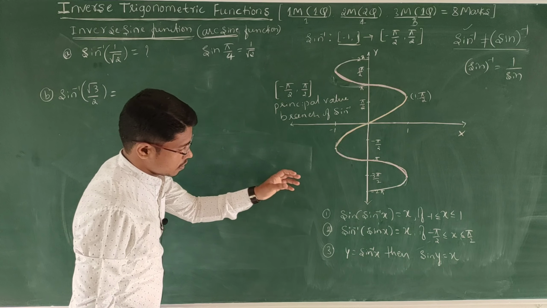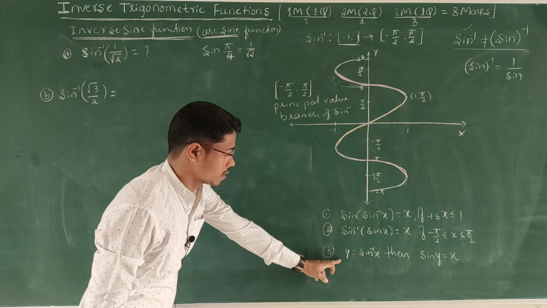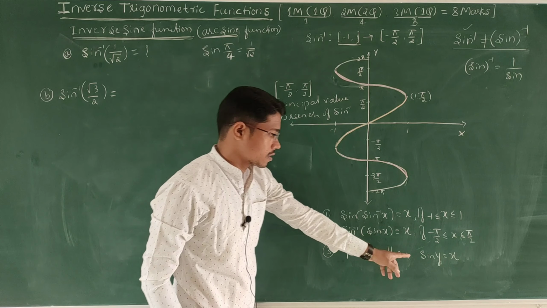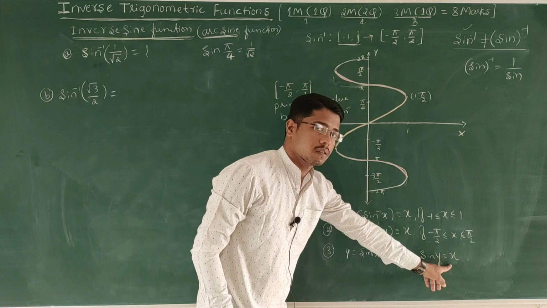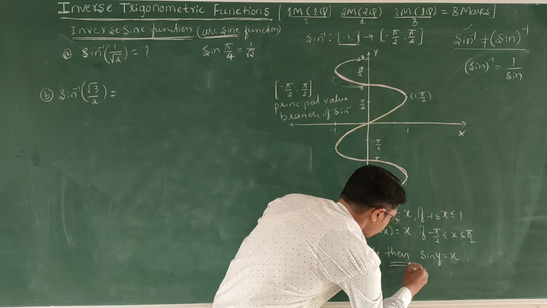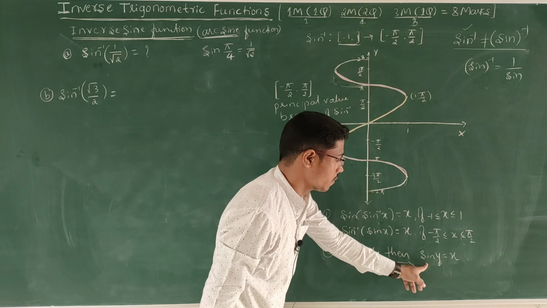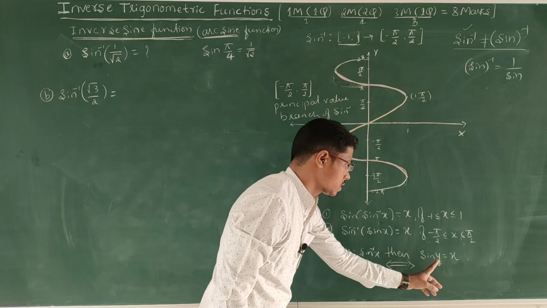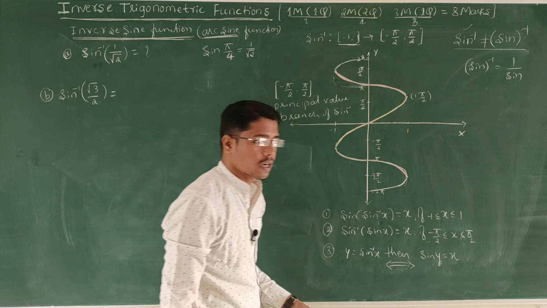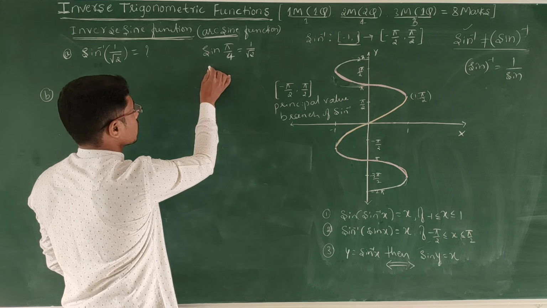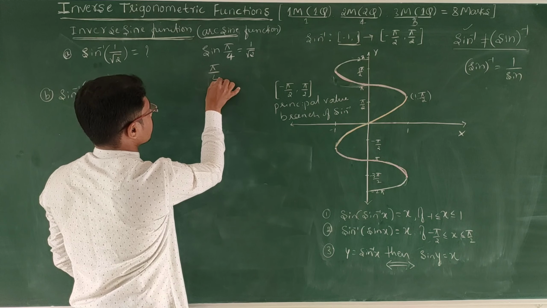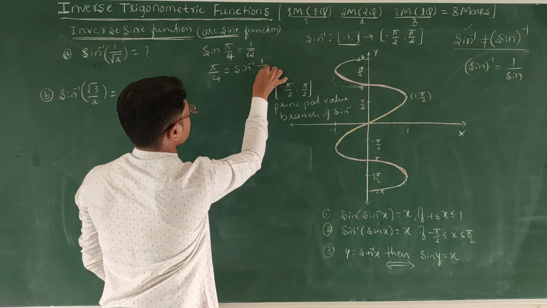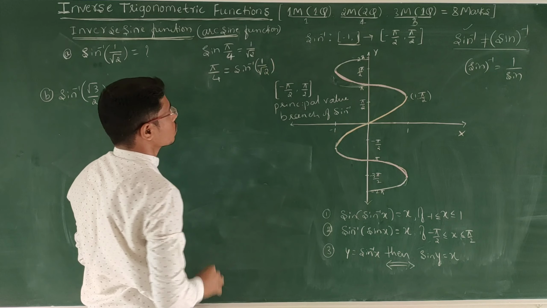So see the property number 3. Y equal to sine inverse x, then sine y equal to x, or we can write it both ways. Suppose sine y equal to x, then y equal to sine inverse x. Shifting the sine to the other side, we can write sine inverse x. See, I am shifting it now. Pi by 4 equals sine inverse of 1 by root 2.